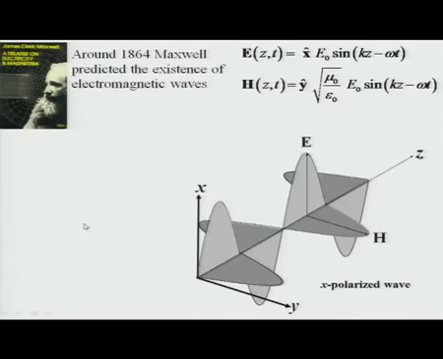So these are the two equations describing the electromagnetic wave. An oscillating electric field produces an oscillating magnetic field. An oscillating magnetic field produces an oscillating electric field. That is how fields propagate through space.